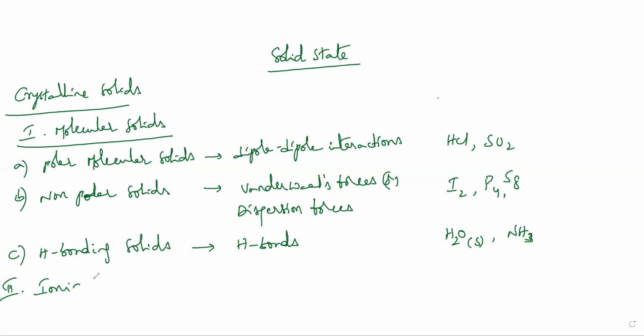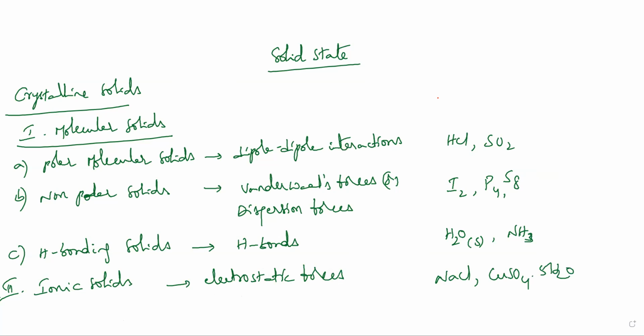Second one, ionic solids. In ionic solids, electrostatic forces are present. Examples, NaCl, copper sulfate. These are all ionic solids.